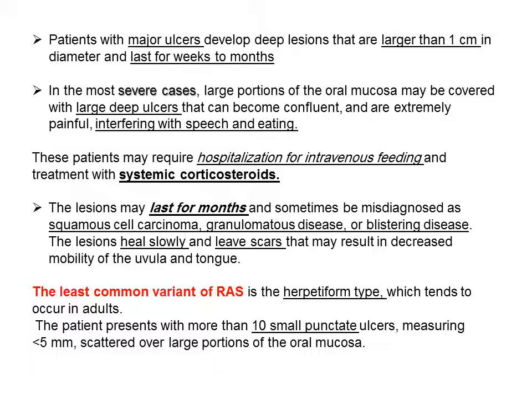The least common variant of recurrent aphthous ulcer is the herpetiform type. It occurs in adults. There may be more than 10 small ulcers measuring less than 5 millimeters scattered all over the affected oral mucosa.